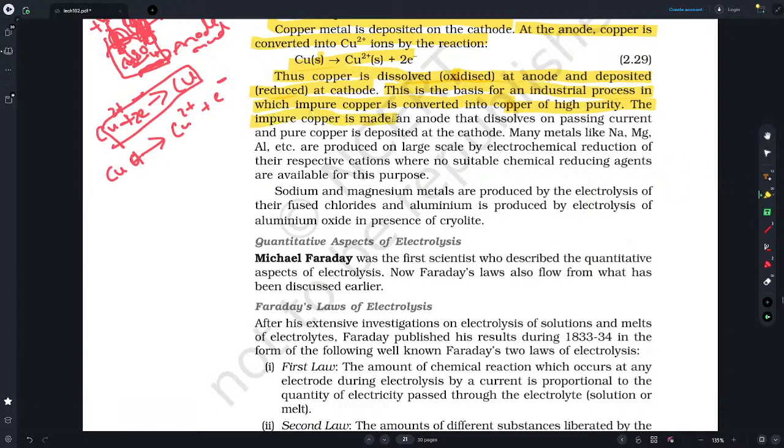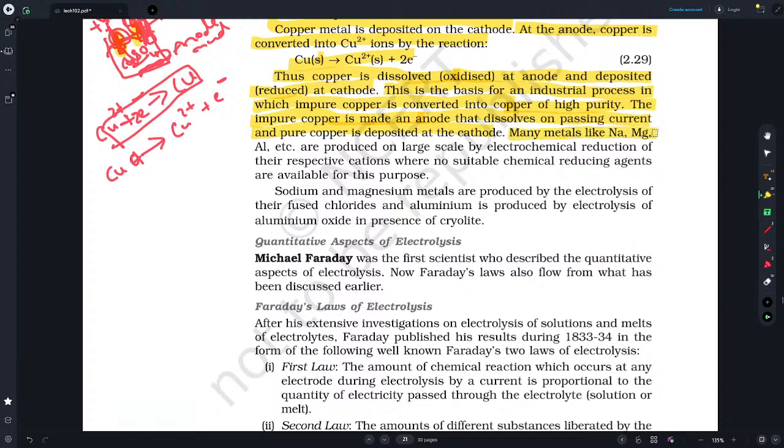Impure copper is made the anode, which dissolves on passing current. As I said before, this anode, which is positively charged, is the impure copper electrode. The impure copper will dissolve into the solution and again get reduced and deposit on the cathode, which will be of high purity copper. And pure copper is deposited at the cathode.